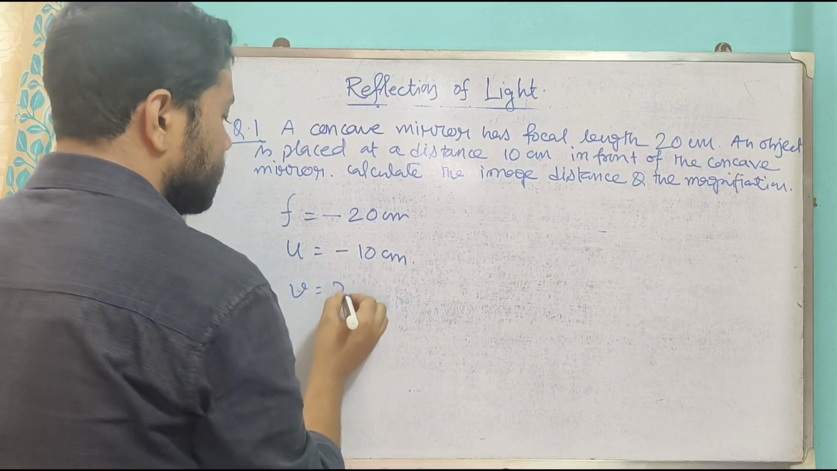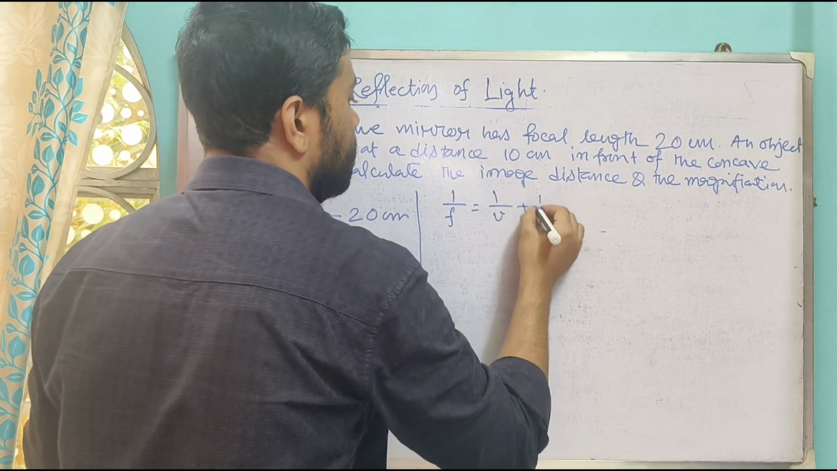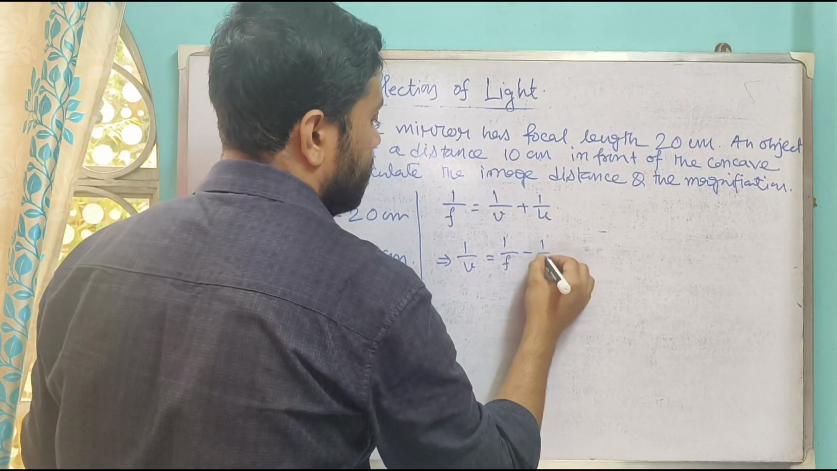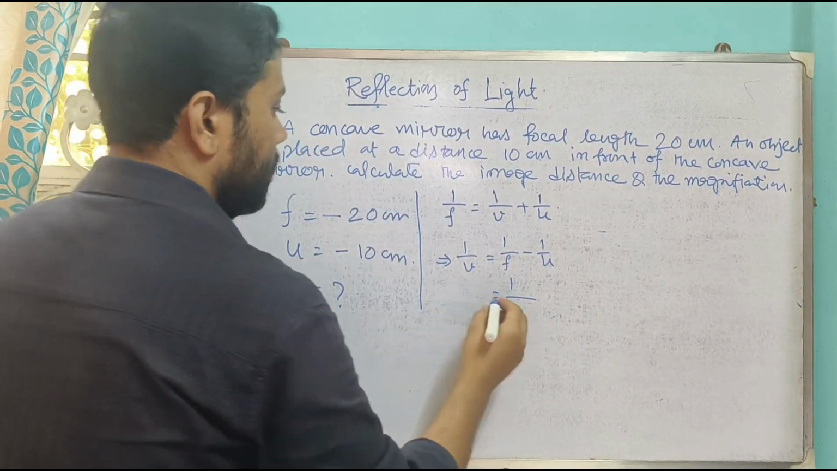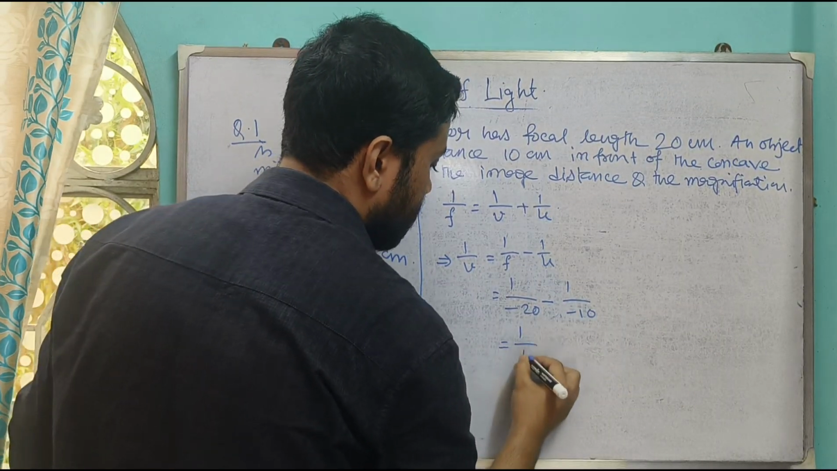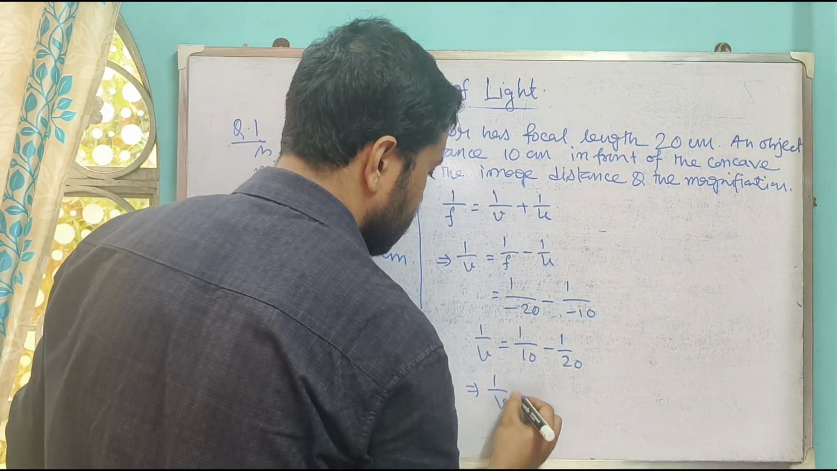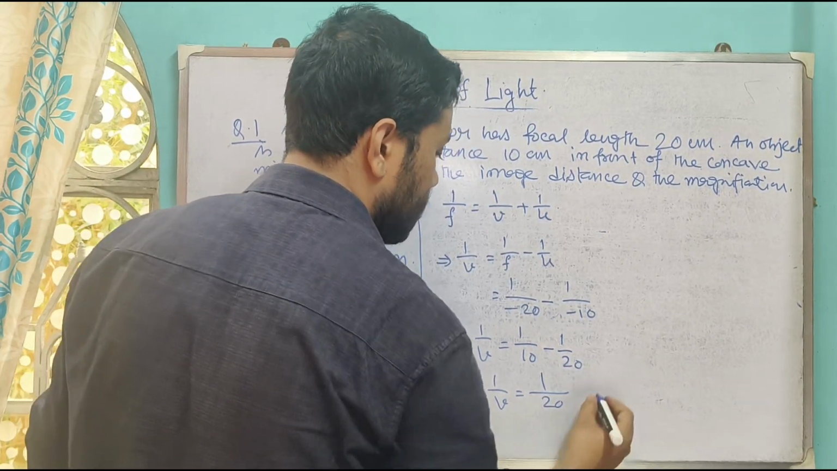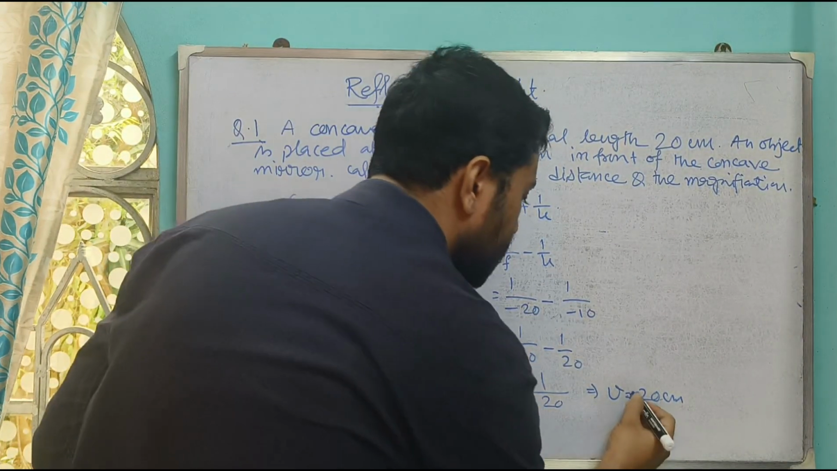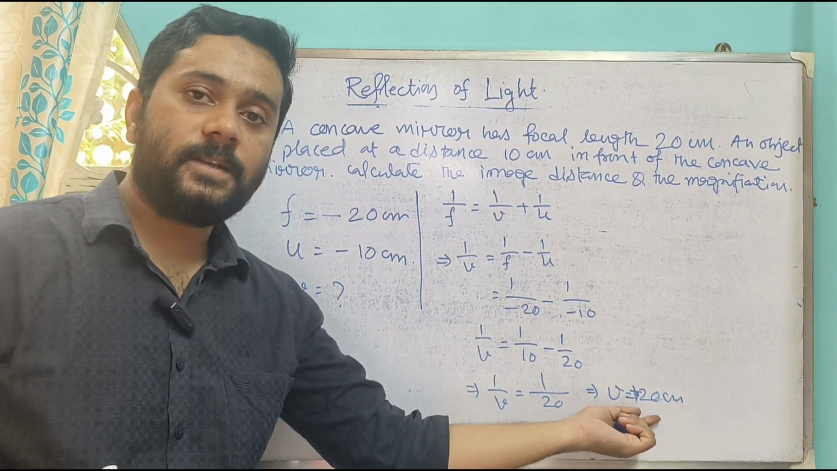Now it asks for v, so we'll write the mirror formula, that is, we know 1 by f equals 1 by v plus 1 by u. From here we can write 1 by v equals 1 by f minus 1 by u. Now we put the values: 1 by minus 20 minus of 1 by minus 10, so you can write 1 by 10 minus 1 by 20, 1 by v equals 1 by 20, or v equals 20 centimeter, and it is positive, so we'll get the image at a distance of 20 centimeter inside the mirror.